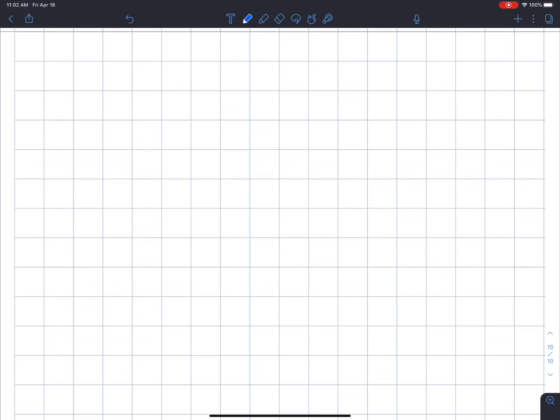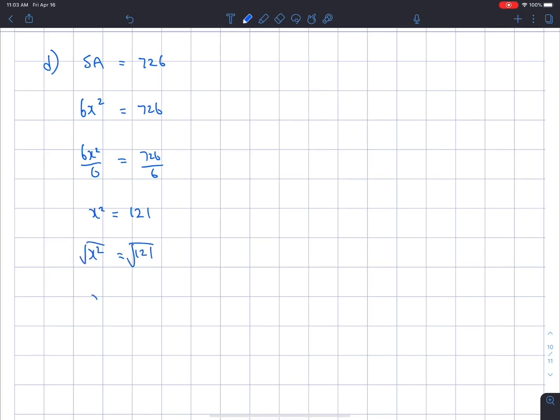And then D. Same idea, we were told that surface area here is 726. We know that surface area is 6x squared. So now we can just divide both sides by 6. We get x squared equals 121. To find x, we will simply square root both sides, and we get x equals 11. So this is side length equals 11 units.